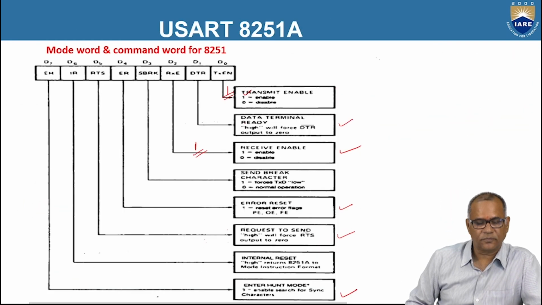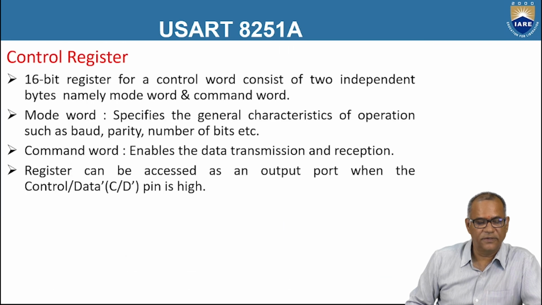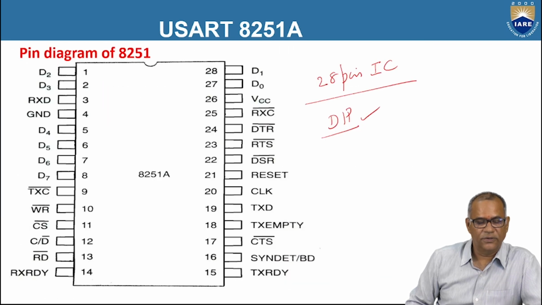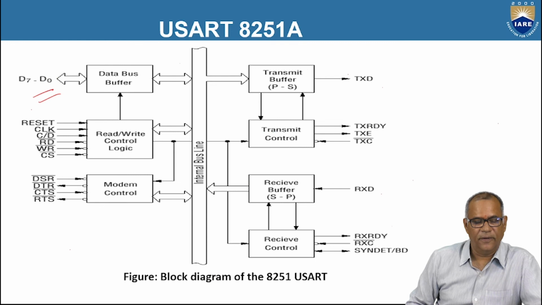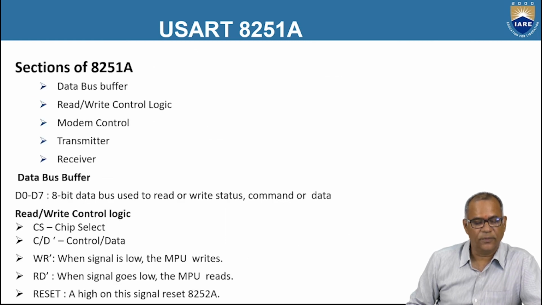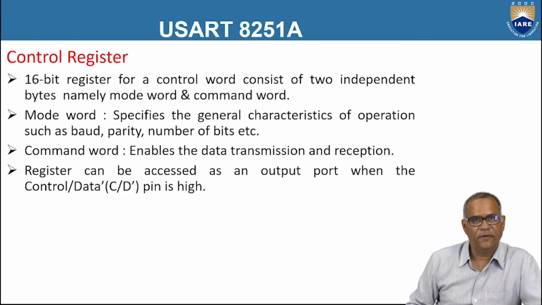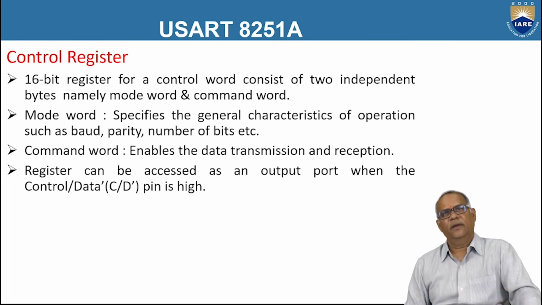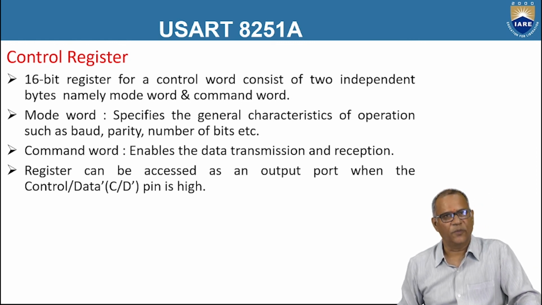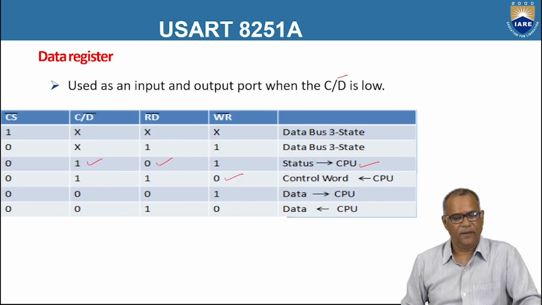So we have covered all the essential features of serial communication using the 8251A. This is a USART. It facilitates both synchronous communication and asynchronous communication, and it has sections: data bus section, read-write control section, modem control section, and transmitter and receiver sections. In the transmitter section, we have the parallel to serial shift register, and in the receiver section, we have the serial to parallel shift register.